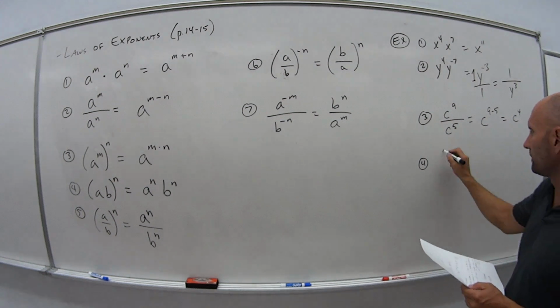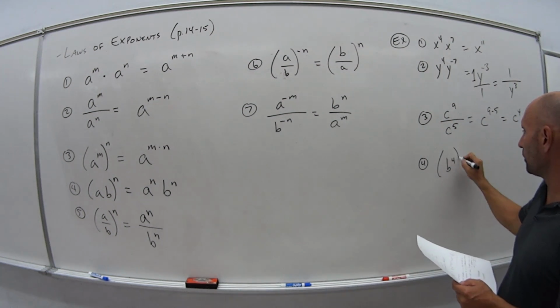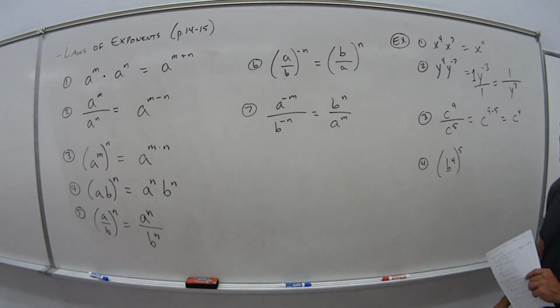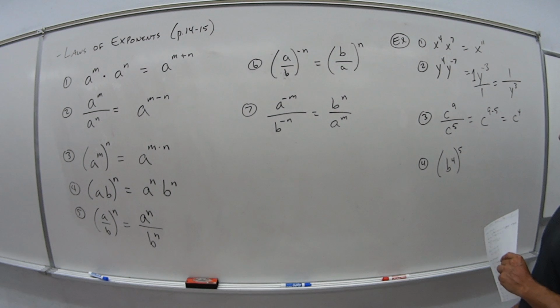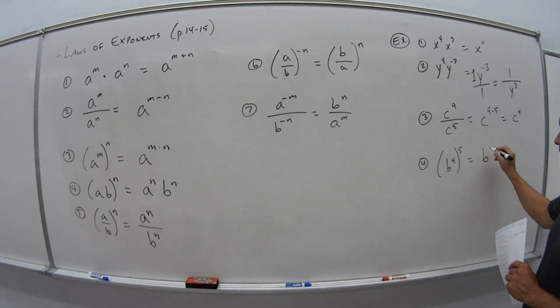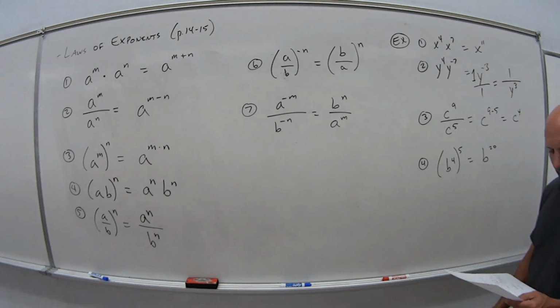Number 4, b to the 4th all to the 5th power. So this is what? This is law number 3. So I'm now going to multiply the exponents. So this is b to the 20th power.